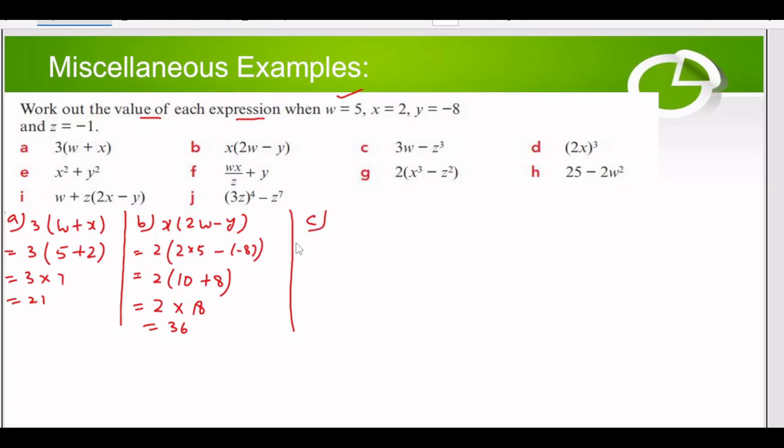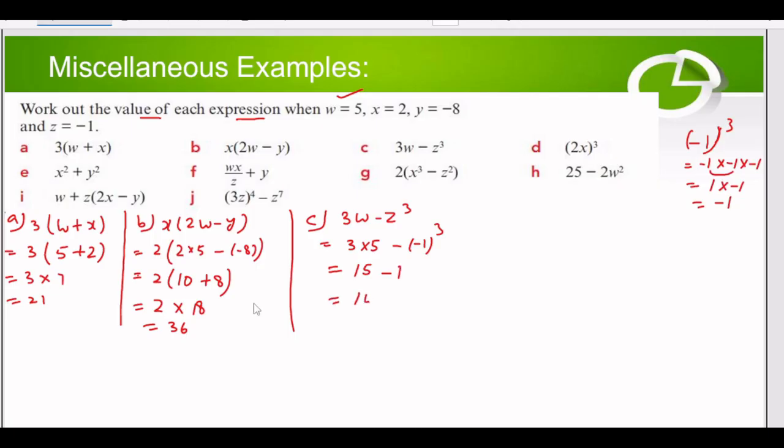And C part, we have 3w minus z cube. w is 5, 3 times 5 minus z is negative 1, negative 1 power 3. So this is 15 minus, now see negative 1 cube means negative 1 times negative 1 times negative 1. So this and this becomes positive times negative 1. So final answer is going to be negative 1. This is 14.